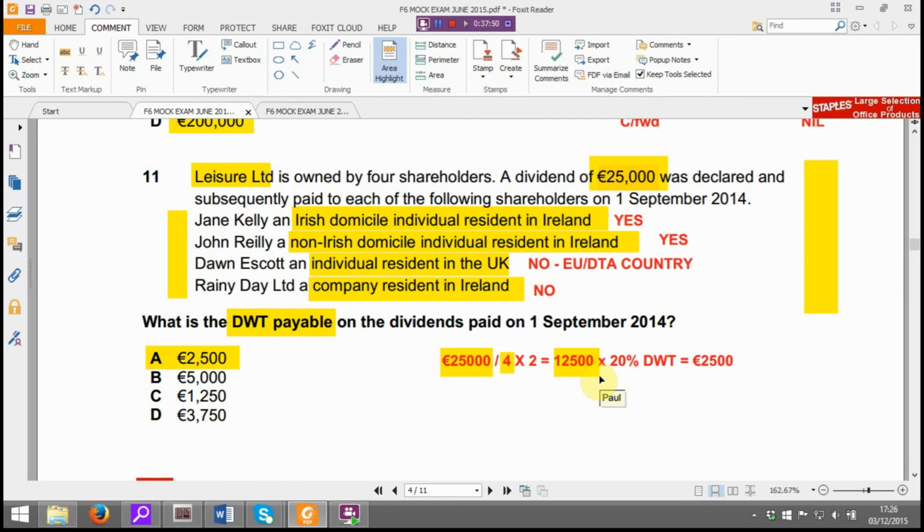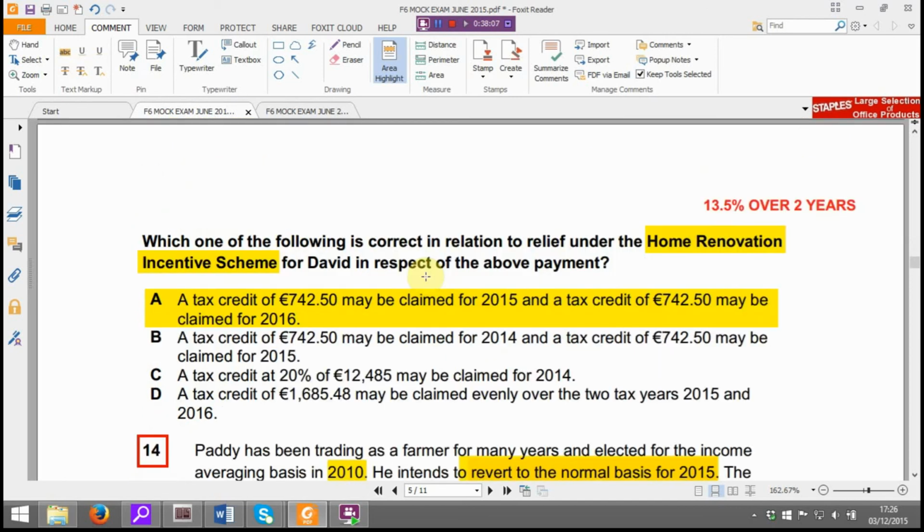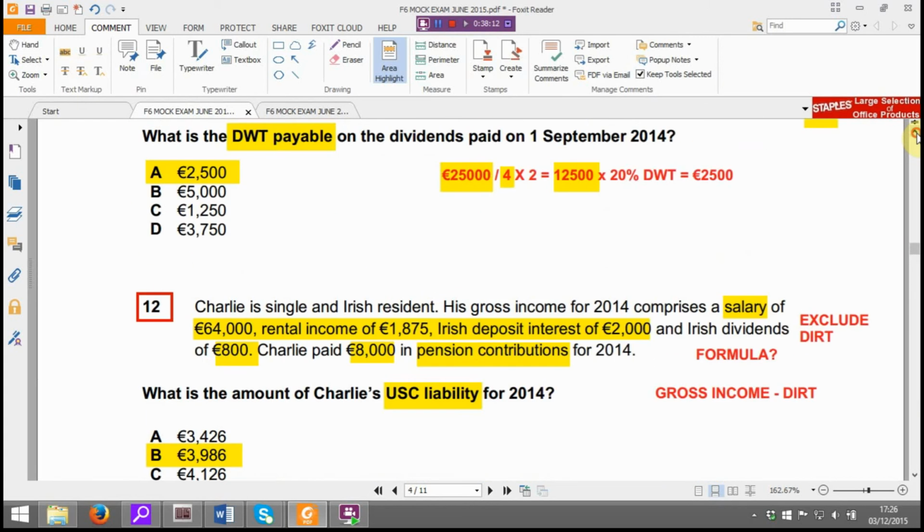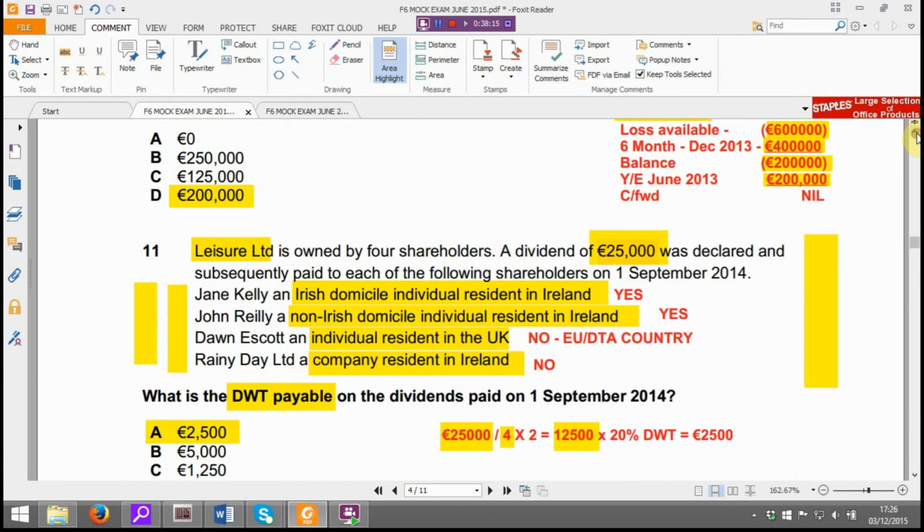Now, why is it only 2? In other words, why is it only 2 individuals where DWT will be relevant? And if we look up here, again, as I've mentioned, it's just really rote learning, and you'll see this information in the text. This individual who's resident in the UK, basically the rule is that no DWT is payable, certainly UK or any EU DTA country, as I've mentioned here.